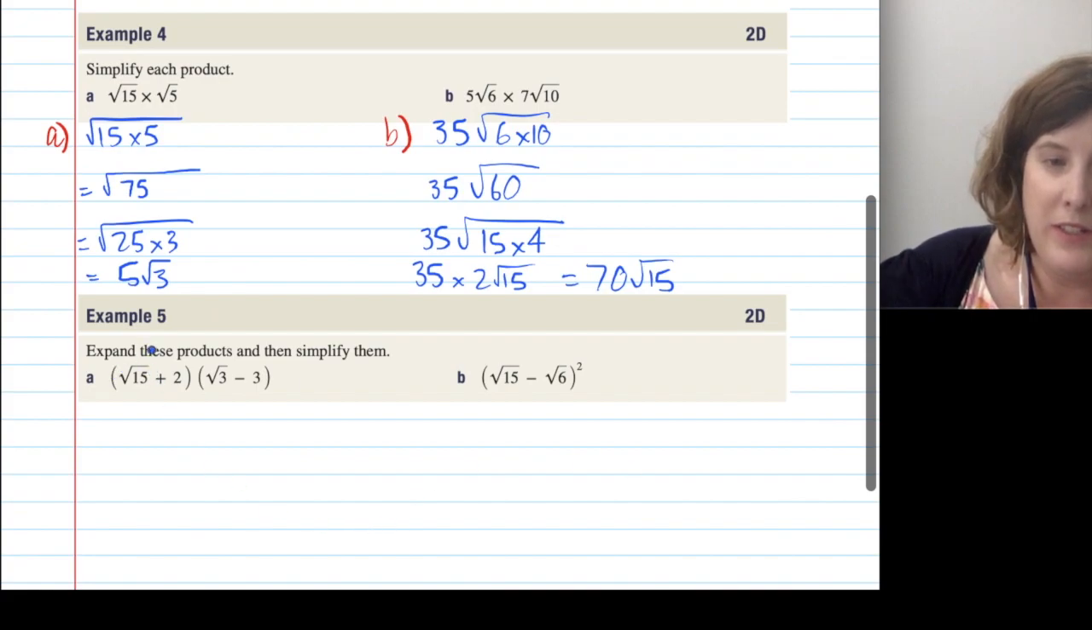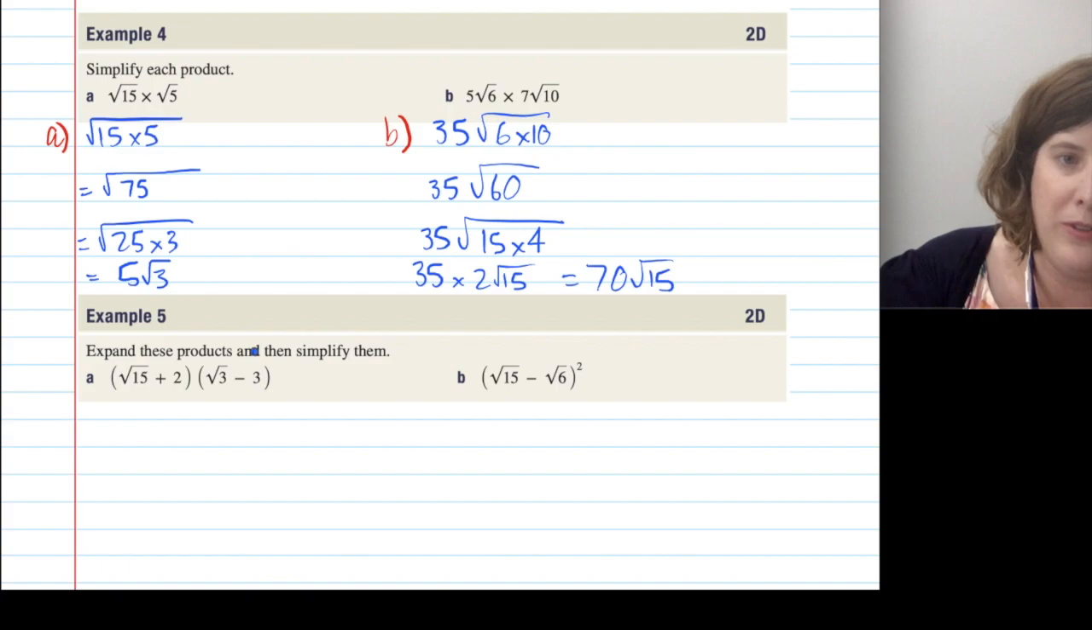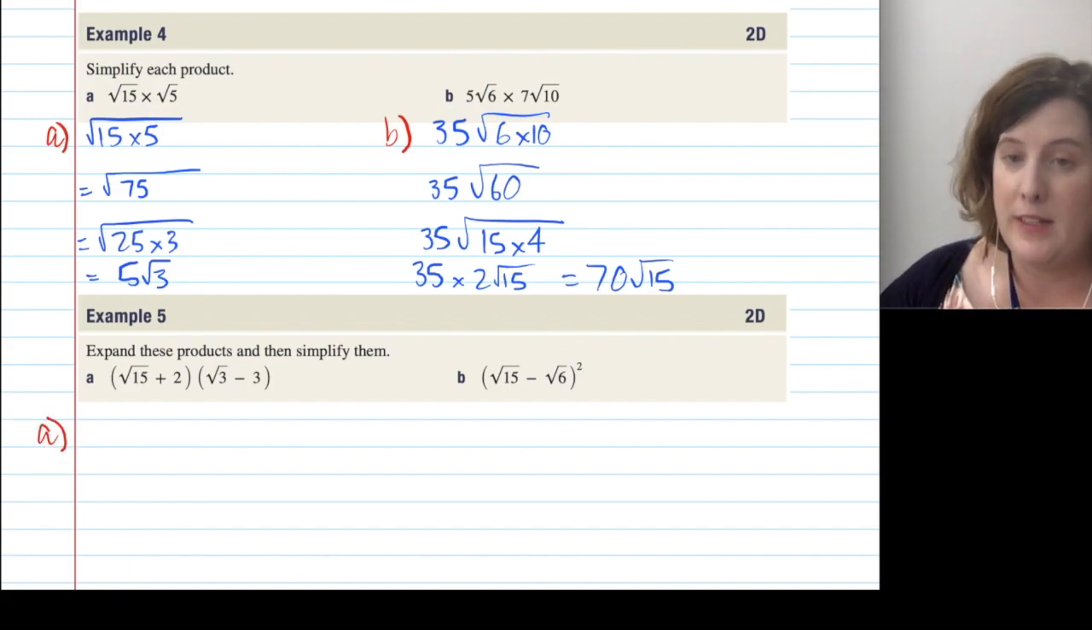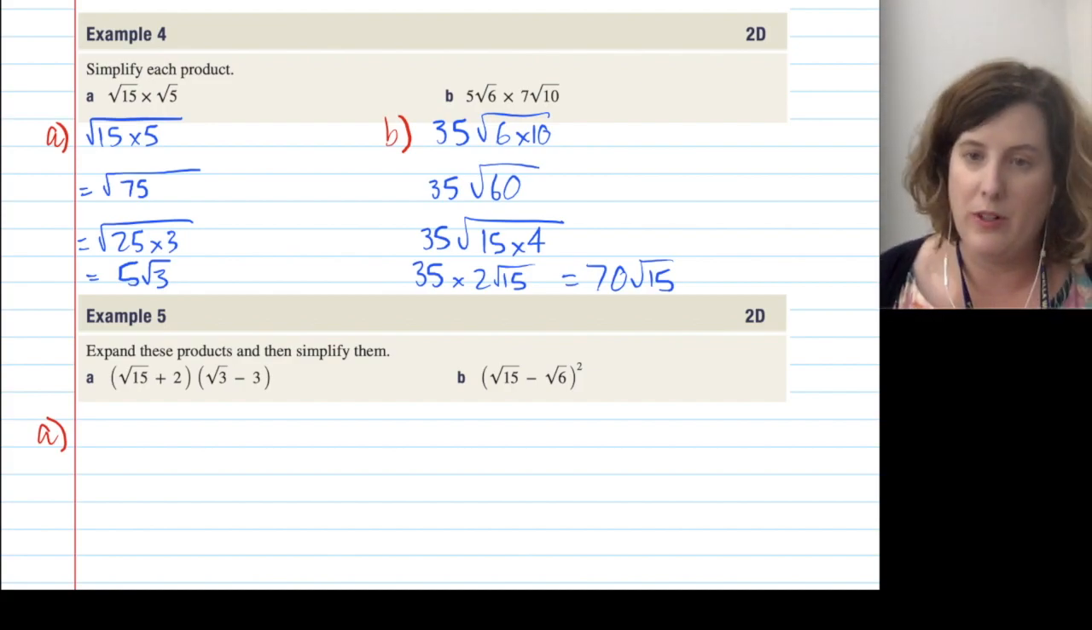Next ones, we're just going to expand these like normal. FOIL: first, outside, inside, last. Let's have a go. And I'm going to write this out painstakingly, step by step. You do not need to.